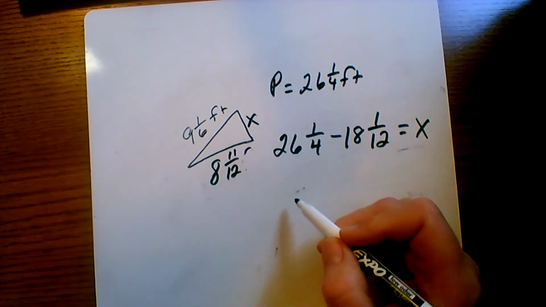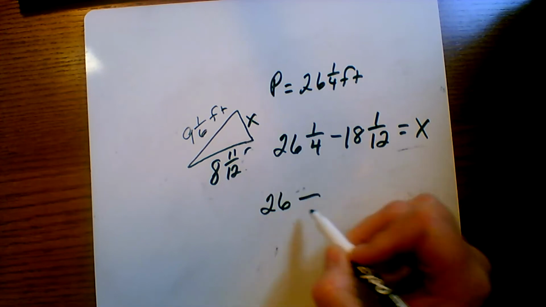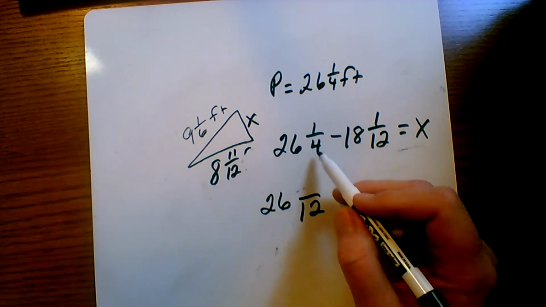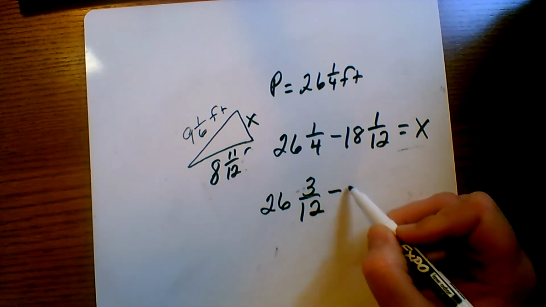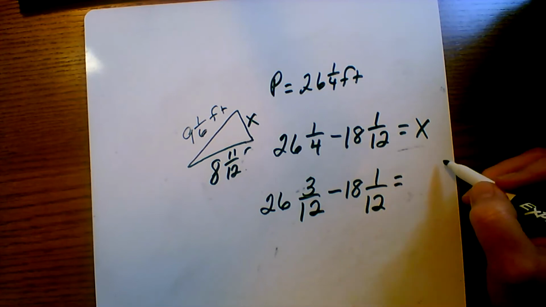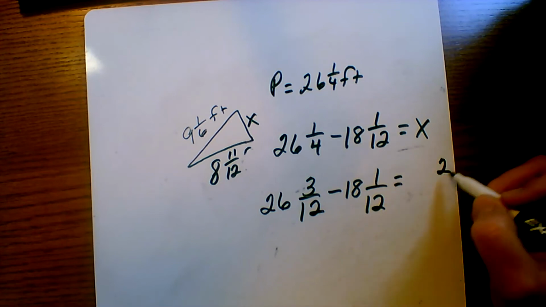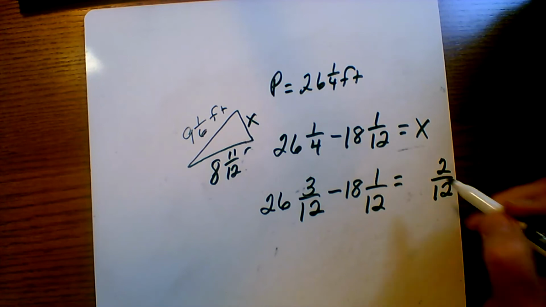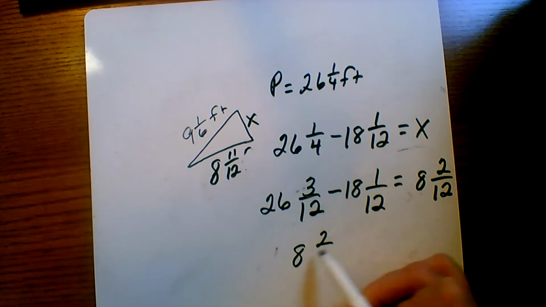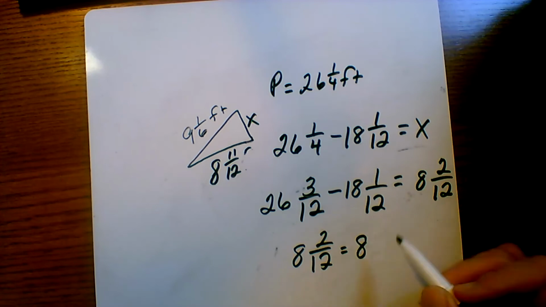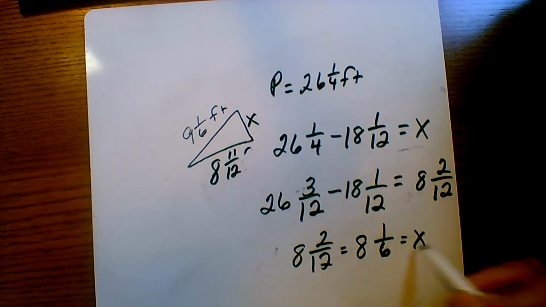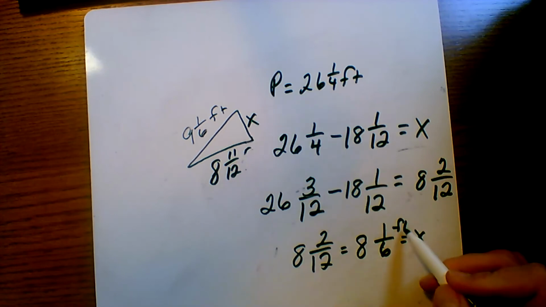Once again, we find the common denominator. This is 26, and 12 is going to be the common denominator. 3 times 4 is 12, so 3 times 1 is 3, minus 18 and 1/12. Therefore our fraction is 2/12, which we'll deal with in just a second. And 26 minus 18 is 8. So we have 8 and 2/12, which can be simplified to 8 and 1/6. So x is 8 and 1/6 feet.